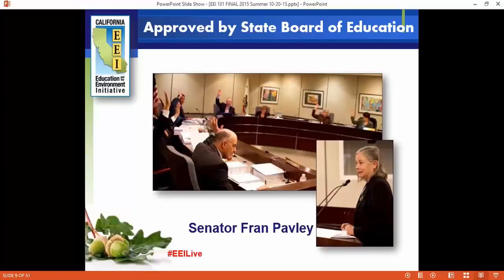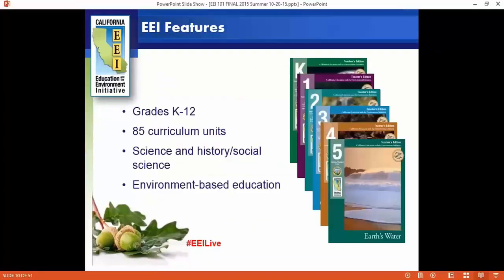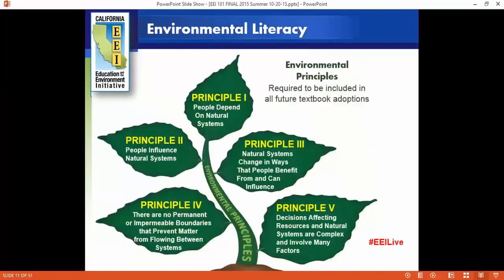Yeah, so it is, I believe, the latest curriculum approved by the State Board of Education. It is. So some of the features of EEI: it is grades kindergarten through 12th grade. Like we mentioned, there are 85 units, science and history-social science, and an environment-based education. So it's teaching those subjects through that environmental lens.